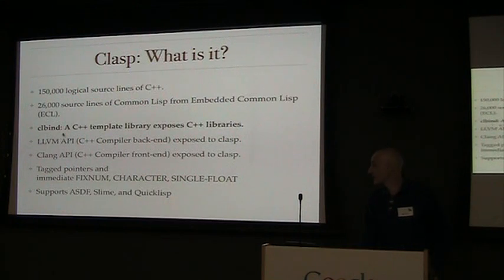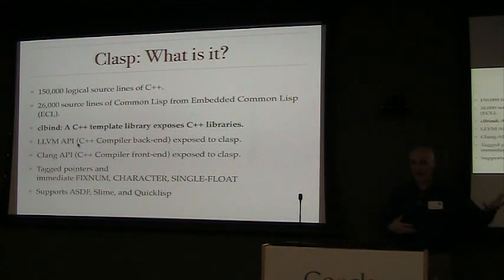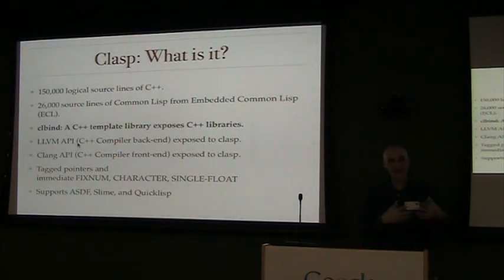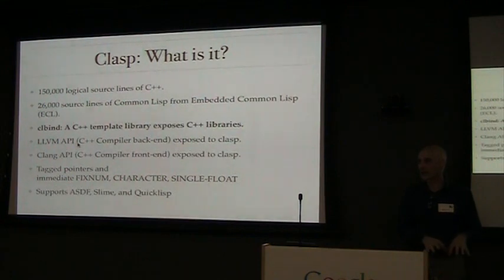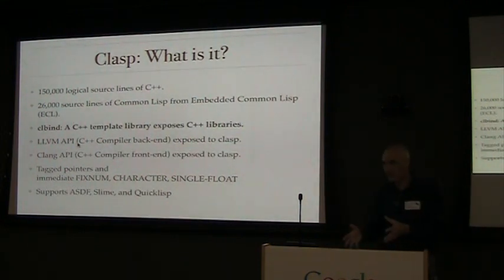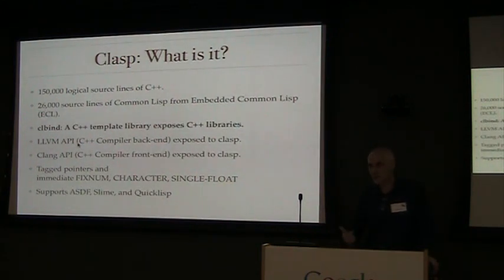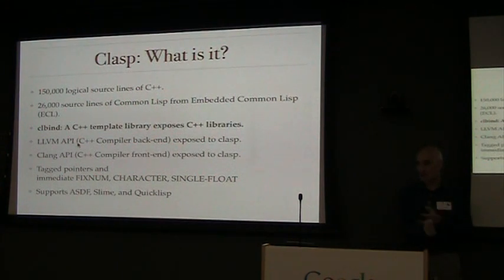I also wrote this library called CLBind, which is a lot of code borrowed from Boost Python. That is a C++ template library that will expose C++ libraries to Clasp. One of the first libraries I exposed was the LLVM C++ API. LLVM is a library developed at the University of Illinois. It's the back end of a compiler. It basically takes this sort of portable machine language called LLVM IR and automatically lowers it to native code for a bunch of different processors. So it'll do all the register assignment and all the memory versus register optimizations, and it generates very fast code. And there's a new compiler that's come up in the last couple of years that Google is using called Clang. It's a C, C++, Objective-C compiler, and it's giving GCC a run for its money.